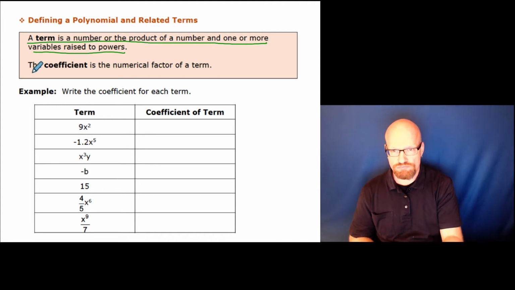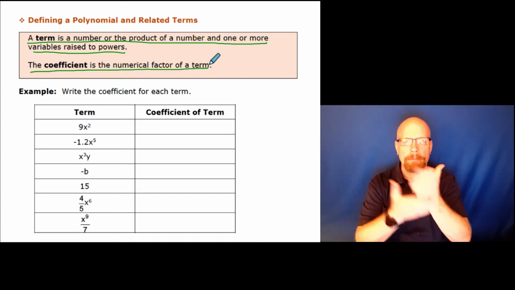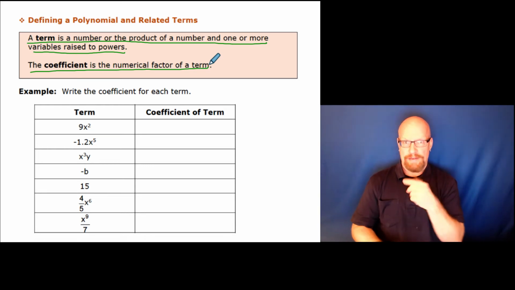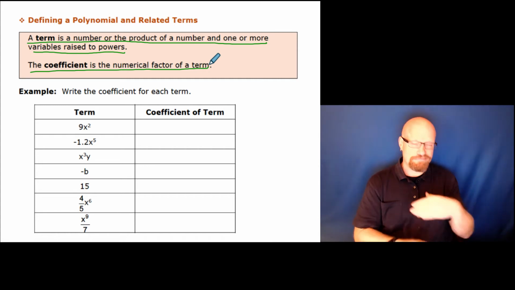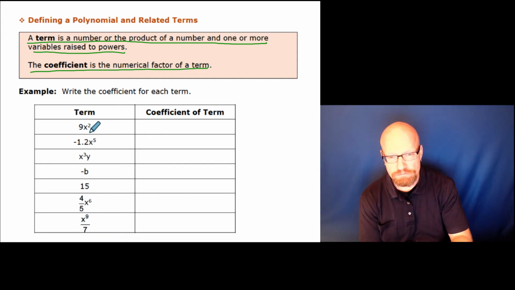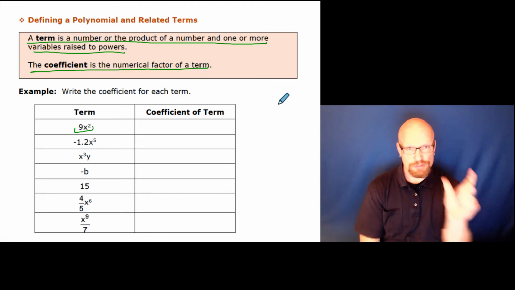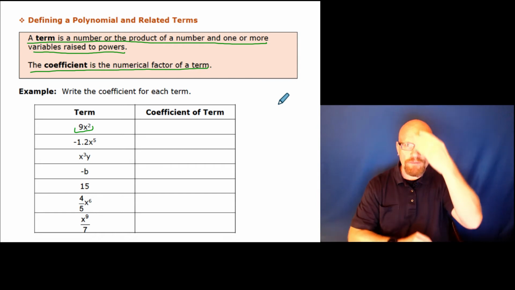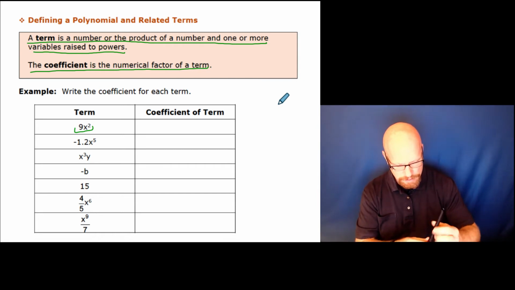Now, for coefficients. The coefficient is the numerical part of the term. We have a table here with terms and then the coefficient of the term. First, the term is 9x squared. The coefficient is the number in front of the variable, and that's 9.